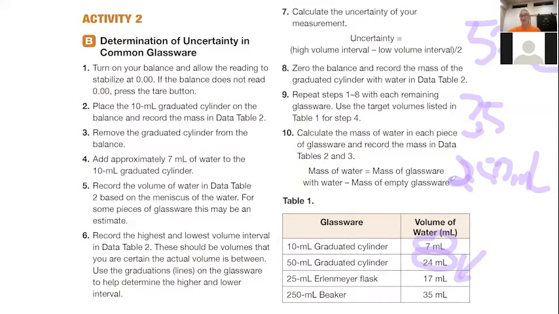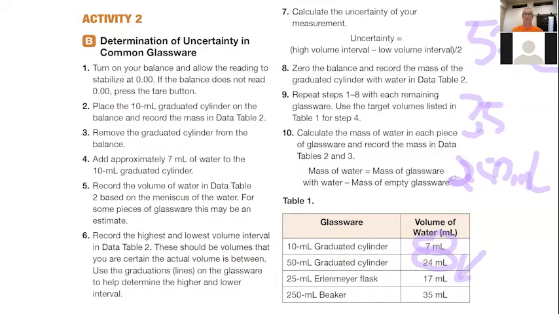So that one's going to be tricky, because what we're going to do is we're going to try and determine what our uncertainty is. We're going to get the high and the low intervals, and they're going to be different for each one. For instance, right on the 50 mil, you can't really read it here, but if you read the top of it, it says 50 colon 1.0. So the 50 means it's a 50 mil cylinder. The 1.0 means there's a mark for every 1 mil. So that's going to define what your high and low intervals are.